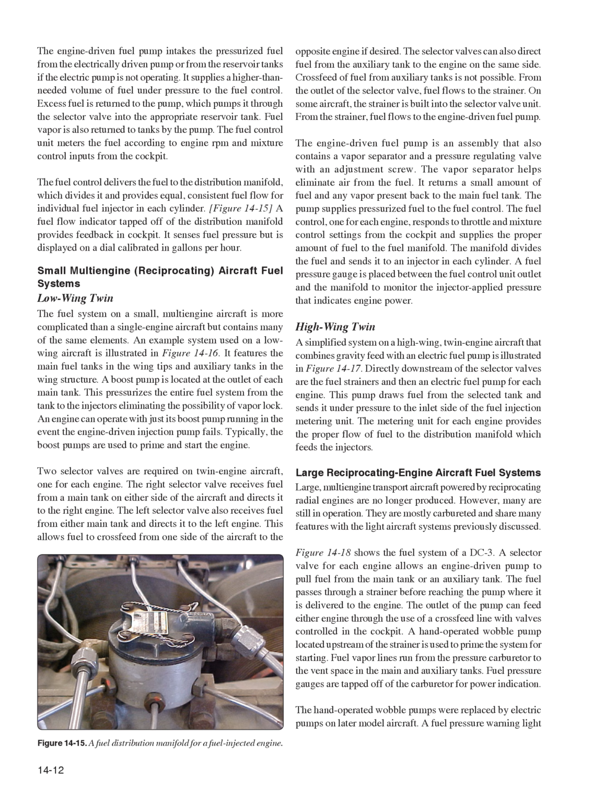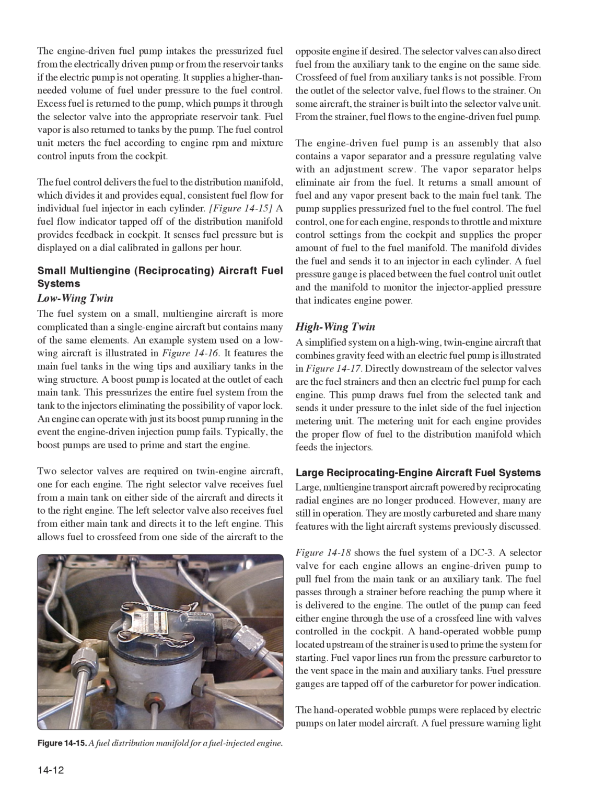It features the main fuel tanks in the wing tips and auxiliary tanks in the wing structure. A boost pump is located at the outlet of each main tank. This pressurizes the entire fuel system from the tank to the injectors, eliminating the possibility of vapor lock. An engine can operate with just its boost pump running in the event the engine-driven injection pump fails. Typically, the boost pumps are used to prime and start the engine.